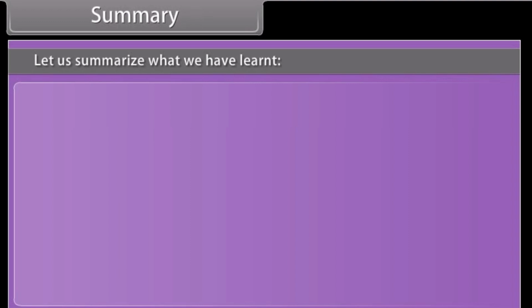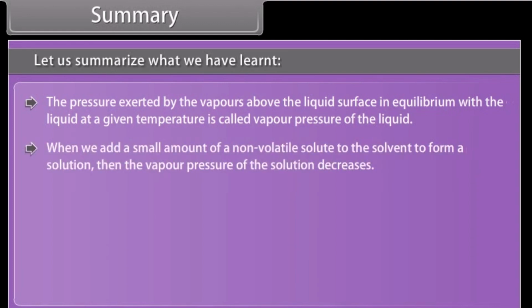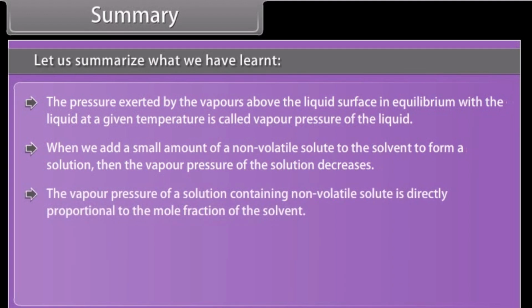Summary. Let us summarize what we have learnt. The pressure exerted by the vapors above the liquid surface in equilibrium with the liquid at a given temperature is called vapor pressure of the liquid. When we add a small amount of non-volatile solute to the solvent to form a solution, then the vapor pressure of the solution decreases.